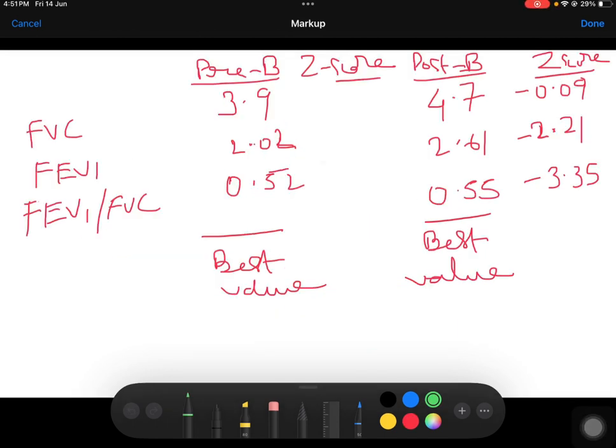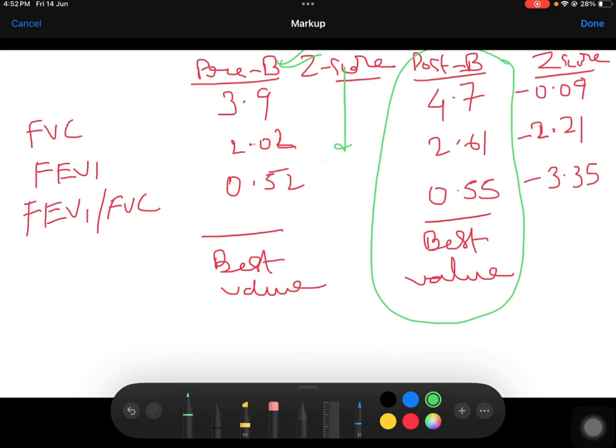In this spirometry report, you can see that I have taken two values, the pre-bronchodilator value and the post-bronchodilator value. Usually in practice we use the post-bronchodilator value. In exam, if only the pre-bronchodilator value is given, take the pre-bronchodilator values. The Z scores of the pre-bronchodilator values I have not written, as we are not considering these values. The Z scores of the individual post-bronchodilator values are written.